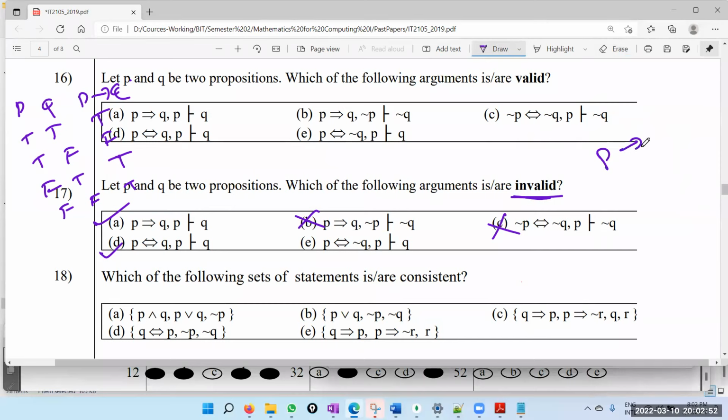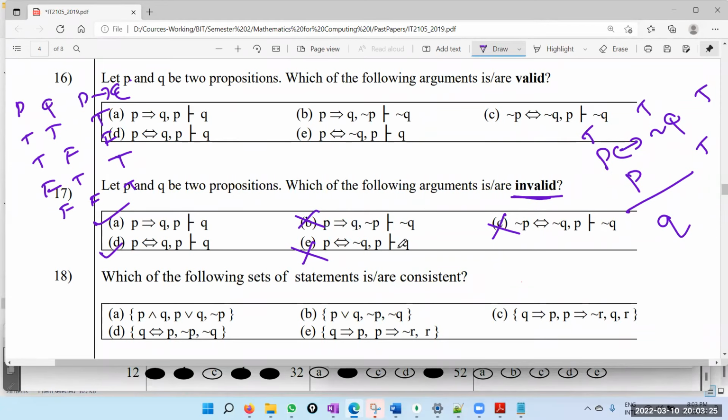P if and only if not Q, P therefore Q. And we take both as true. When P is true, this is true. When this is true, not Q must be true. Right? Not Q must be true means Q must be false. But this conclusion says Q is true. So the invalid ones are everything other than A: B, C, D, E. I hope I didn't make any mistake in the logic.